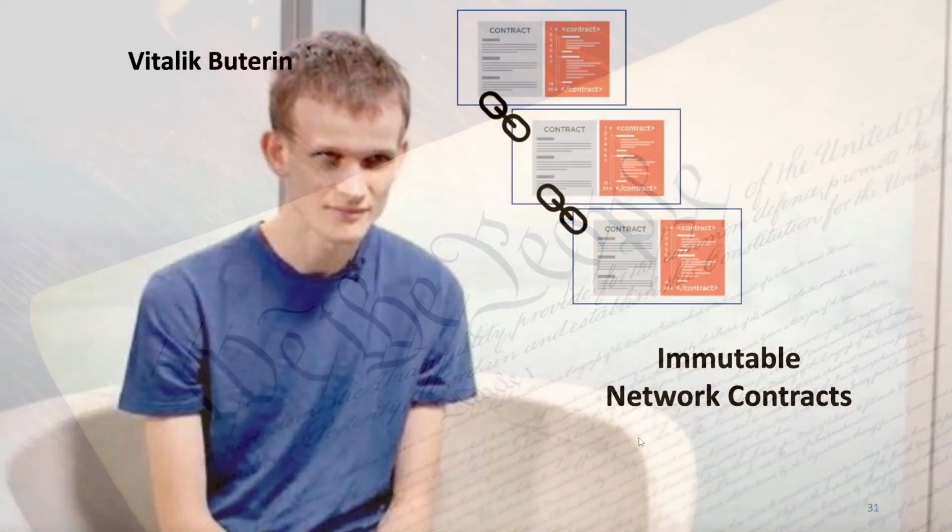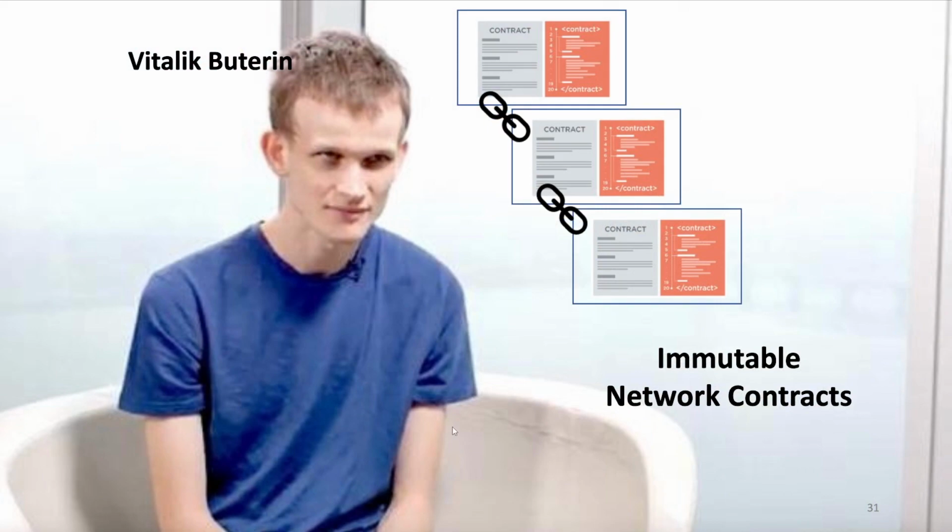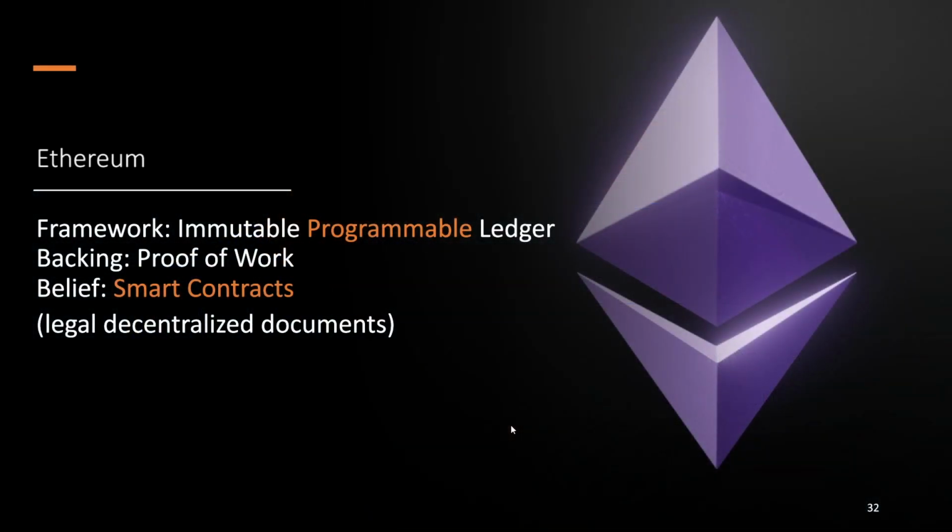So as it turns out, this Canadian genius named Vitalik Buterin thought of this idea of these legal contracts, and also knew about what was happening in the Bitcoin space with these blocks and chains, these hashed blocks together. And he thought, well, instead of having just the ledger, what if we put immutable network contracts into the blockchain? And that's what he did, and he created Ethereum. So the framework is an immutable programmable ledger. Ethereum's smart contracts, as they're called, can be programmed.